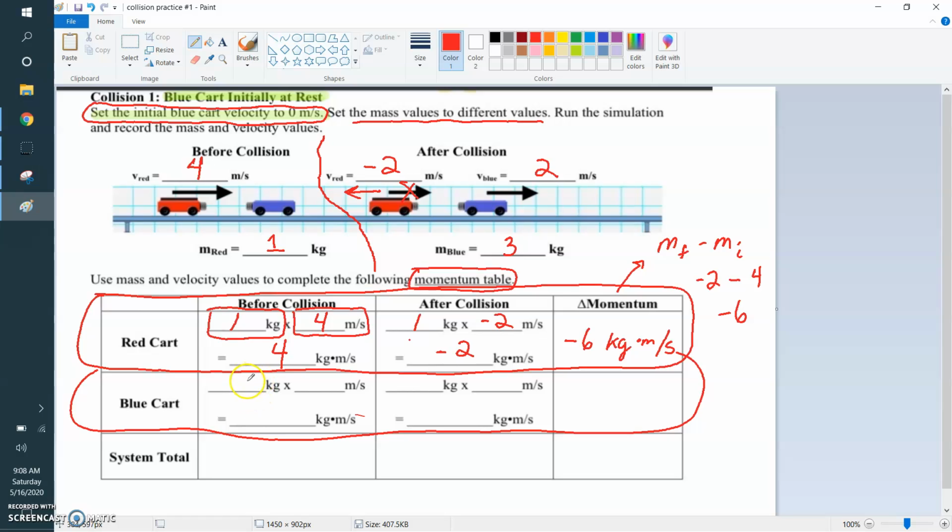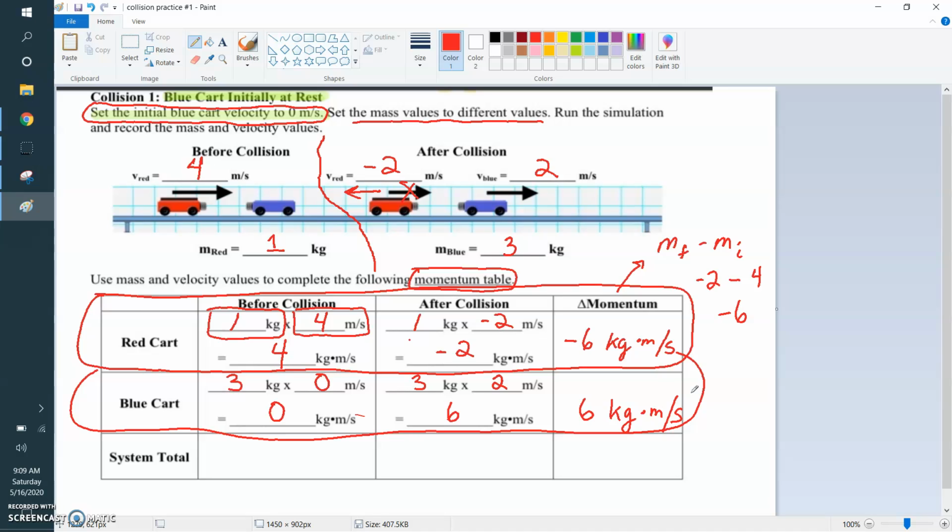The blue car was 3 kilograms. Initial velocity was 0. Final velocity was +2. The initial momentum, the momentum before the collision for the blue car, was 3 times 0, which is 0. And the momentum after the collision was 3 times 2, which is 6. Final minus initial, 6 minus 0, is an increase of 6. So the blue car's momentum increased by 6 kilogram meters per second.